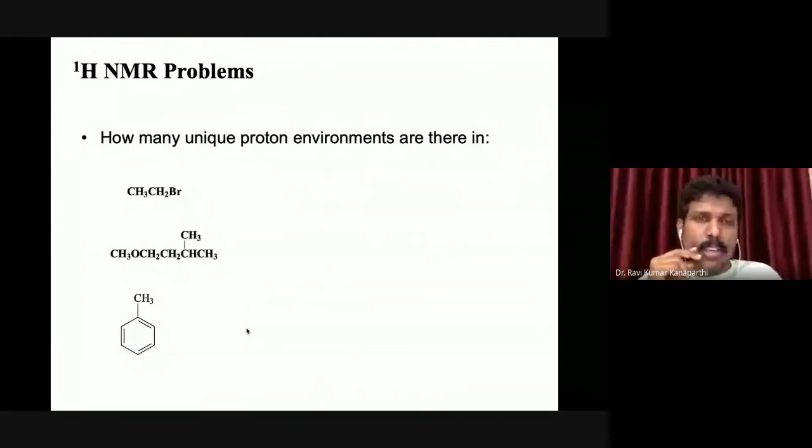So first we will try to find out how many unique proton environments are there in a couple of molecules. Okay, so here the first one is ethyl bromide, the other one is some other molecule, and then toluene is given. Now I think we'll try to understand how many different types of protons are there. Accordingly, that many NMR signals can be observed.